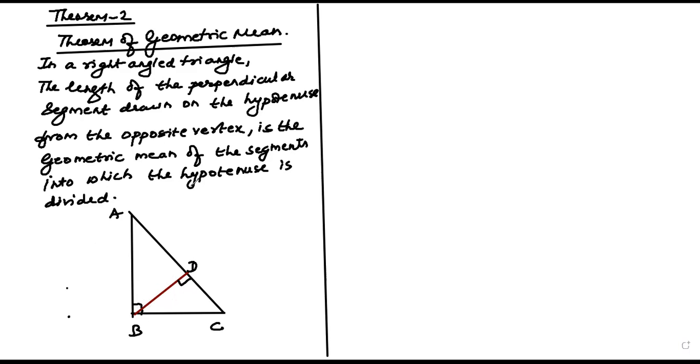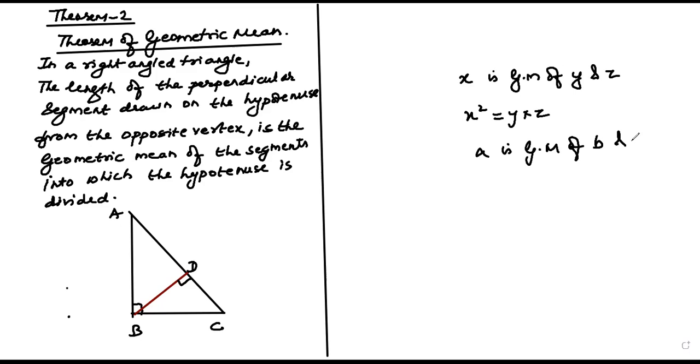Got it? अभी ये geometric mean का मतलब क्या? So I'll tell you, algebra में आपने सीखा है x is geometric mean of y and z. मतलब क्या है? x अकेला है, y and z साथ में, मतलब x square equal y into z. A is geometric mean of B and C. What does it mean? A square equal B into C.